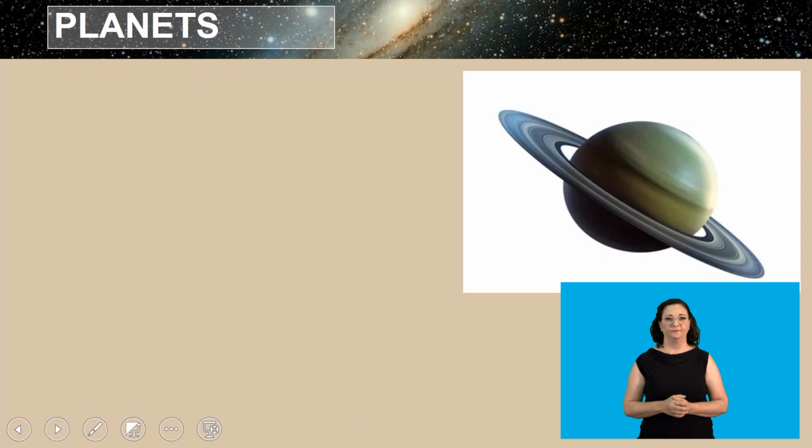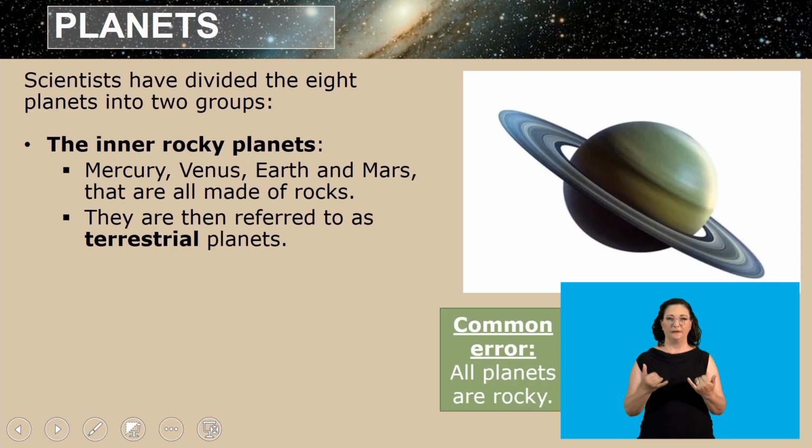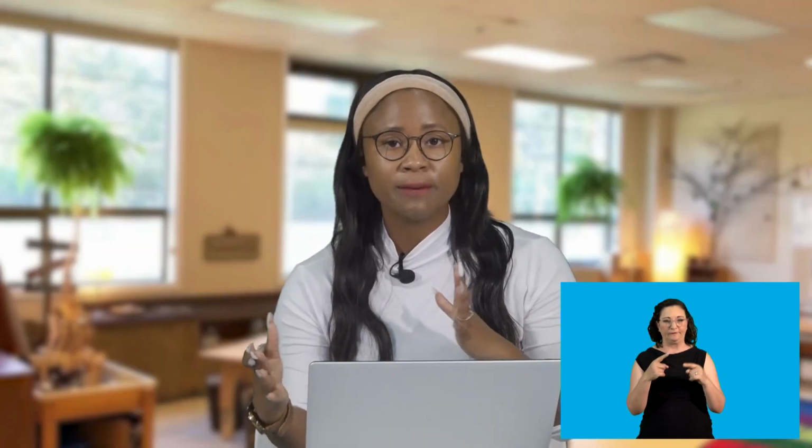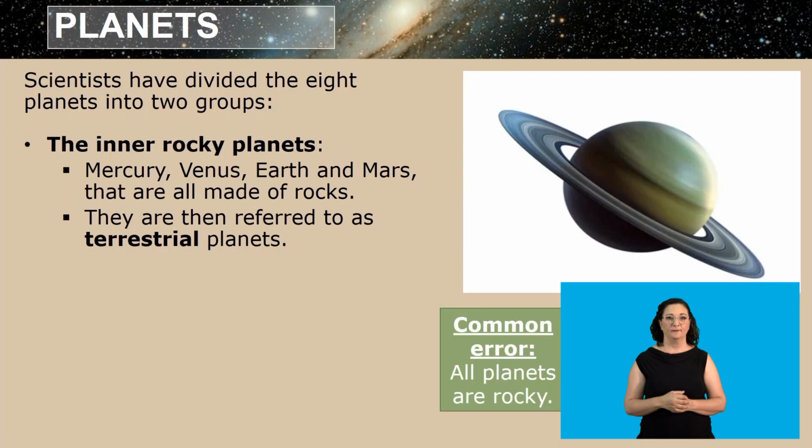All right. Now, let's look at the different types of planets, being divided into 2. Let's look at how we divide the planets into 2. Scientists have divided the 8 planets into 2 groups. Right? So we have the first one, the inner rocky planets. Okay, these are the inner rocky planets.